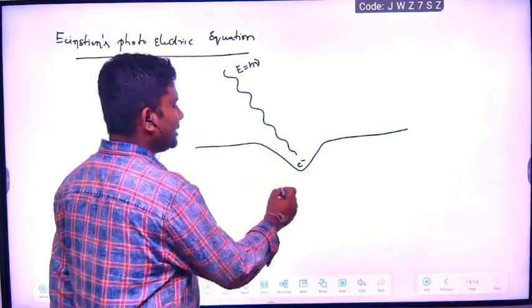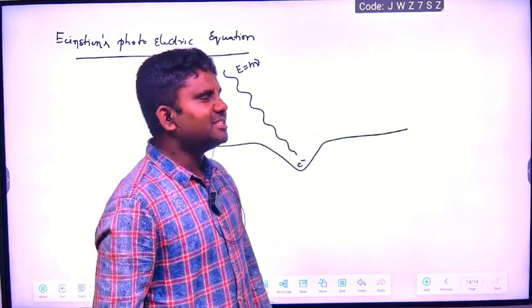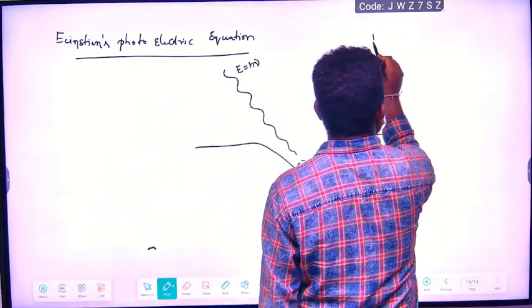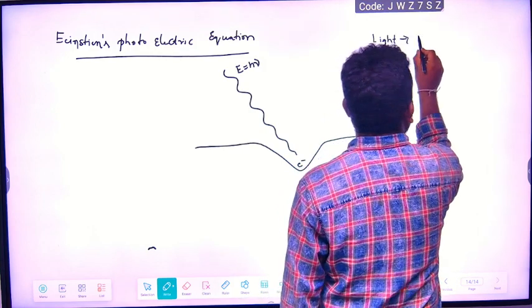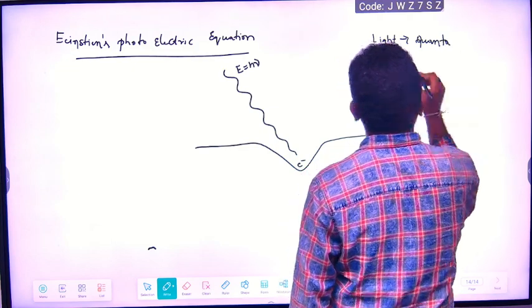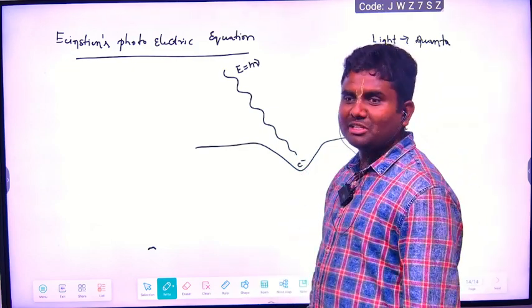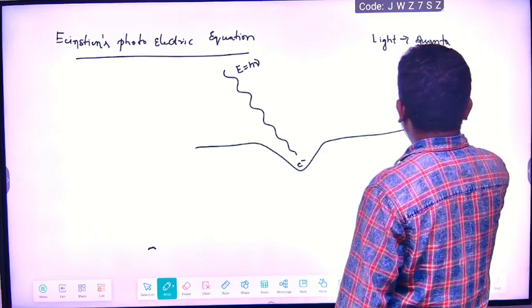Okay, that light particle, because light is a quantum. Einstein says light is made up of quantum of particles. Those particles are called quanta. Quanta means what? They are discrete in nature. Remember this: quanta, discrete.